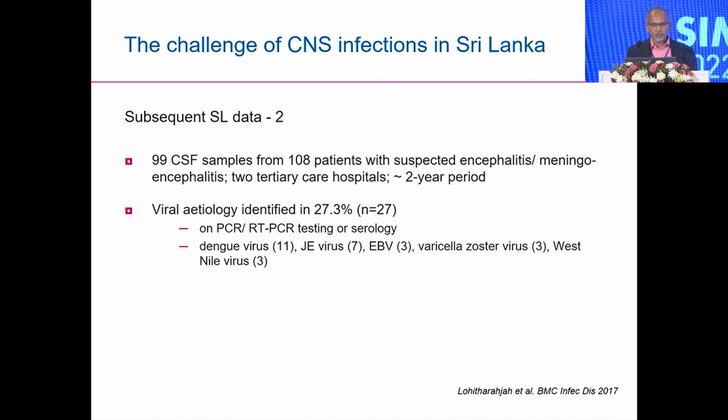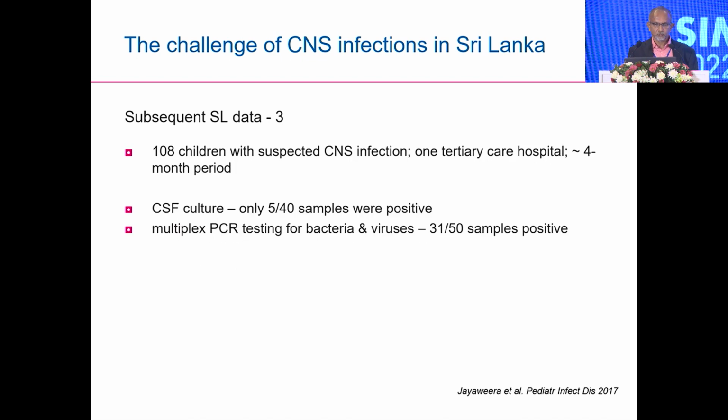Second study, 99 CSF samples, again from 2 tertiary care hospitals in Colombo, again over a 2-year period. They were able to identify a viral etiology in 27%, a lot better than what we did, but this is a little later and with a lot more emphasis on PCR testing. So all these were on PCR.